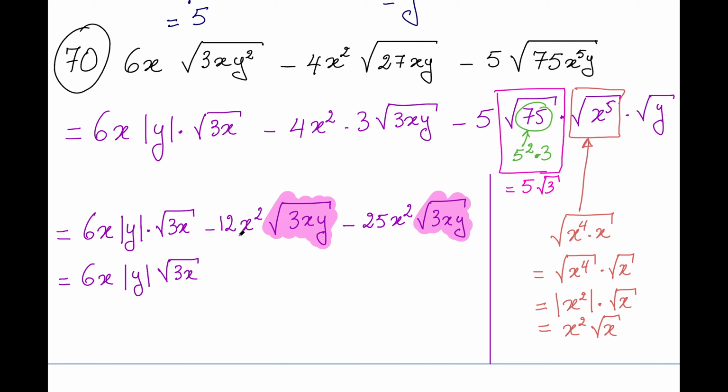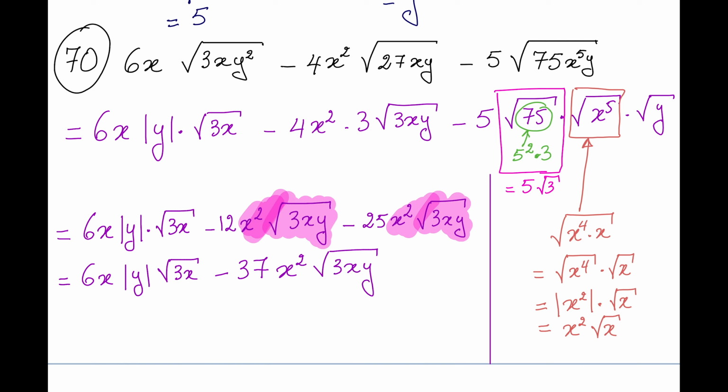So minus 12x squared, actually I can involve this in the image. I can think about this whole thing as being the image. That's the same image, you see? x squared square root of 3xy. This is one package, and that package is the same as this package. So I have minus 12 of this package, minus 25 of the same package. I have minus 37 of that package, which is x squared square root of 3xy, right?